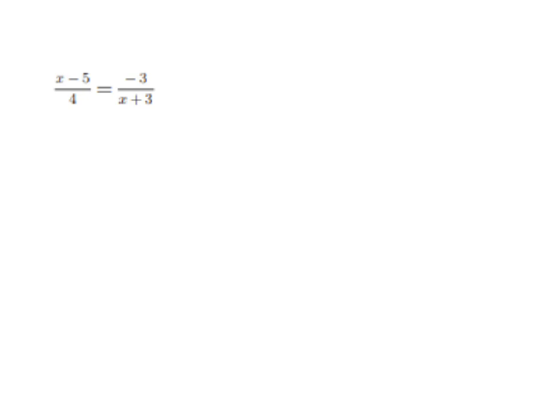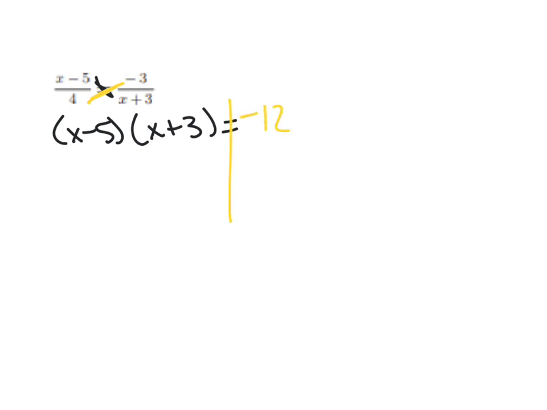So the next example, we have the quantity of x minus 5 divided by 4 equals negative 3 divided by the quantity of x plus 3. So we'll cross multiply. We'll start with the quantity of x minus 5 times the quantity of x plus 3 equals, we go the other direction, 4 times negative 3 is negative 12.